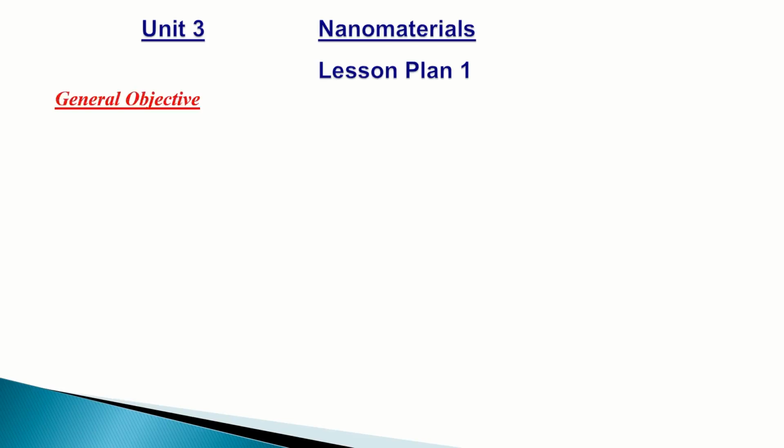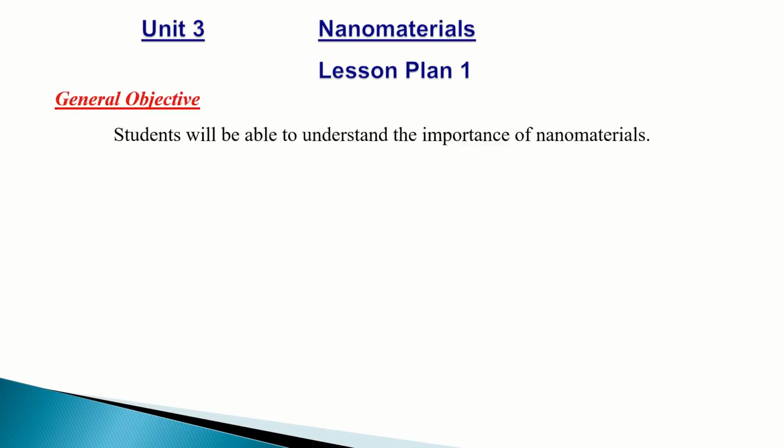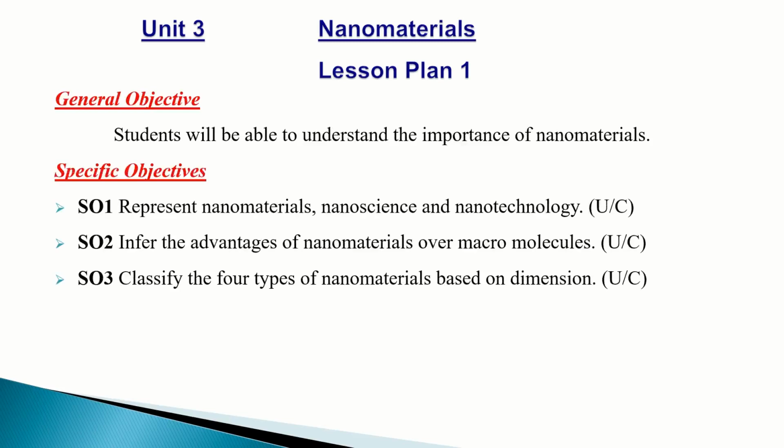General objective: students will be able to understand the importance of nanomaterials. The first specific objective: represent nanomaterials, nanoscience and nanotechnology. The second specific objective: infer the advantages of nanomaterials over macromolecules. The third specific objective: classify the four types of nanomaterials based on their dimension.